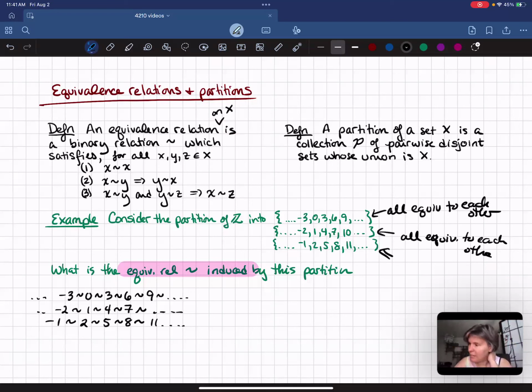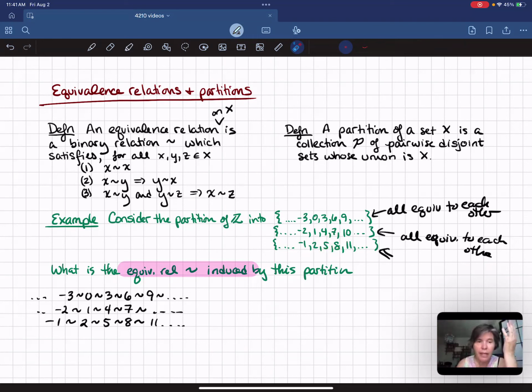Yeah, if I take some random number, like let's say I take 7, well, 7 is in this set and 7 is also in this set. So 7 is equivalent to itself because it's in its own set, okay? If x is equivalent to y, does that mean y is equivalent to x? Well, if I say, for example, that 5 is equivalent to 8 because they're both in the same set, well, then 8 and 5 are also both in the same set, so 8 is equivalent to 5.